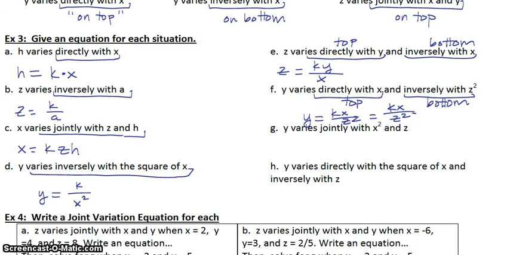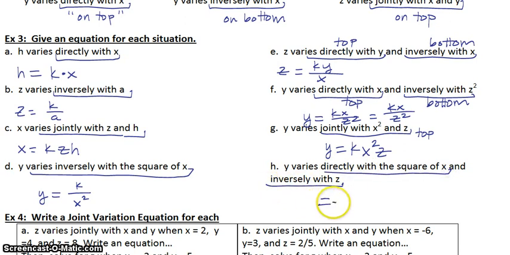Part G. Y varies jointly with x squared and z. So remember, jointly means it's just on top or just right next to the k. So k x squared z for that one. Last but not least, y varies directly with the square of x, inversely with z. So again, inversely on bottom, directly on top with the k. Make sure you write down questions if you have any on that.